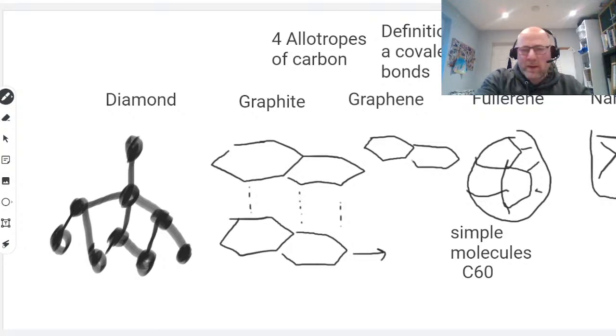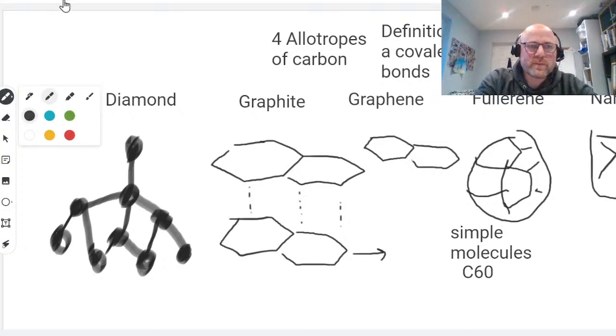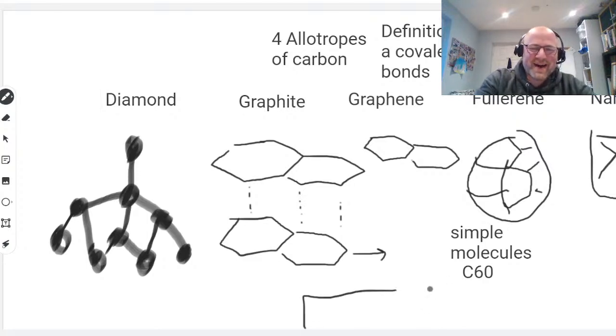Can you guys see the whiteboard? Has it disappeared? Oh, maybe my nanotube disappeared. I see what you're saying. Right, yeah. I've only just seen it now. It's under my camera. Sorry.